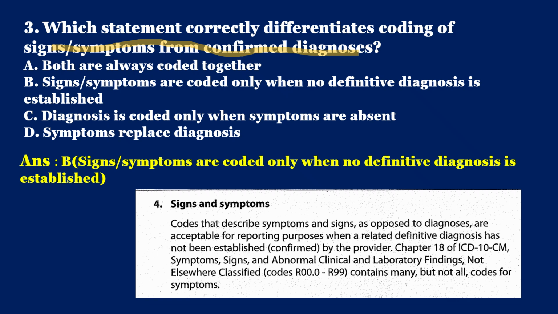So guys, you can see in the signs and symptoms guideline, when a definitive diagnosis is not established by the provider, signs and symptoms, as opposed to diagnoses, are acceptable for reporting purposes when a definitive diagnosis has not been established or confirmed by the provider. So when the diagnosis is not given, in that case we should code signs and symptoms. We should not code the diagnosis. We should only code signs and symptoms when the diagnosis is not given in the documentation by the provider, according to the signs and symptoms convention.